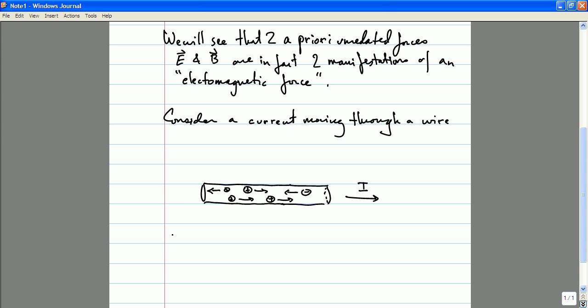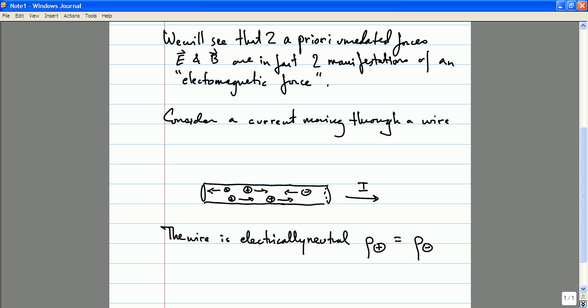And although these particles are moving, and there are charged particles present, the wire is overall electrically neutral, in that, for example, the density of positively charged particles is equal to the density of negatively charged particles. And the current arises because we have some flux of positively charged particles moving to the right and negatively charged particles to the left.